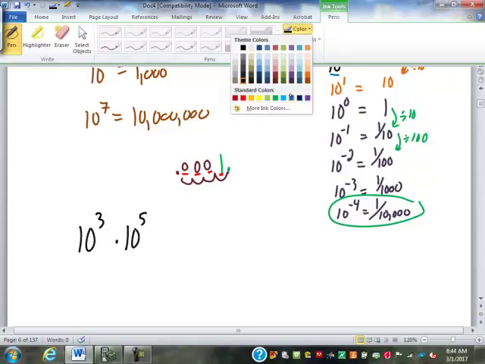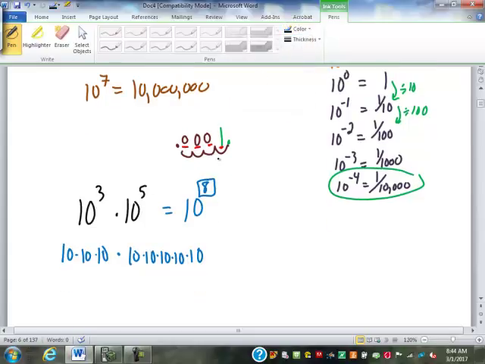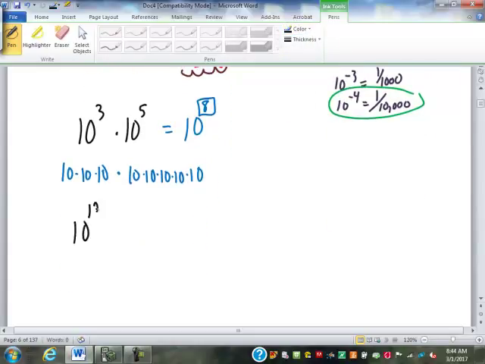What if I have 10 to the third times 10 to the fifth? And no, I don't want this written out with all the zeros. I want to keep it as 10 to a power. Well, 10 to the third is 3 tens multiplied together. 10 to the fifth is 5 tens multiplied together. And if I multiply those all together, I have now 8 tens multiplied together. So that is 10 to the 8th. So if I have 10 to the 12th times 10 to the 15th, I'm going to get 10 to the 27th. Very good.